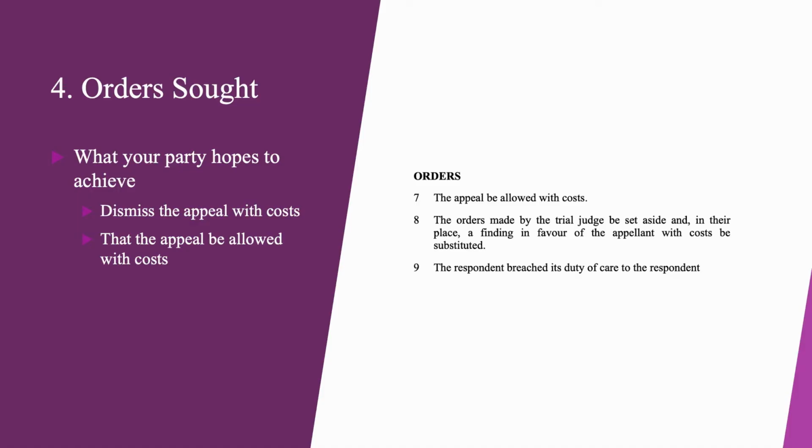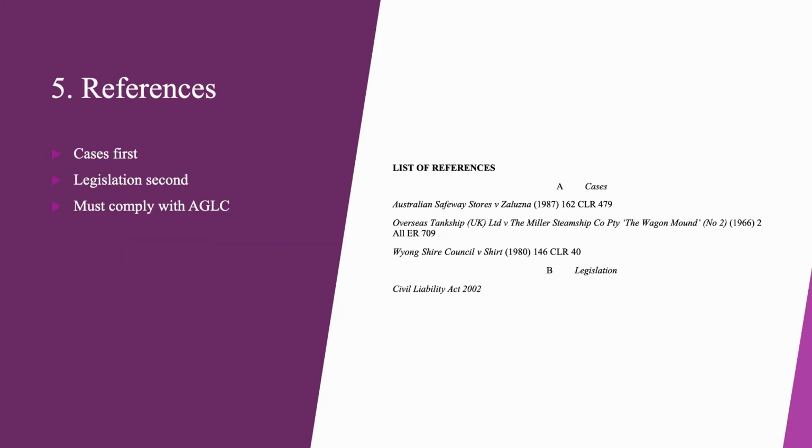Once you have made submissions on each of the issues for determination, you can now move to the fourth component of written submissions, orders sought. This will usually be no more than 1 or 2 lines that sets out the result that the party seeks to achieve, that the appeal be dismissed, or that it be allowed with costs. Fifth and finally, written submissions should finish with an alphabetized list of all references the team has used. Cases should be listed first and legislation second, and should be compliant with the Australian Guide to Legal Citation.